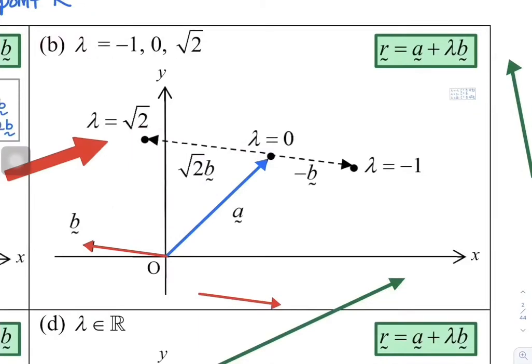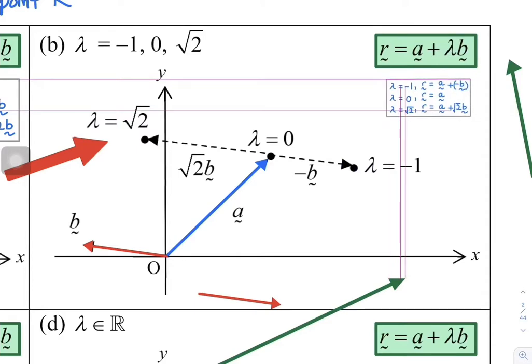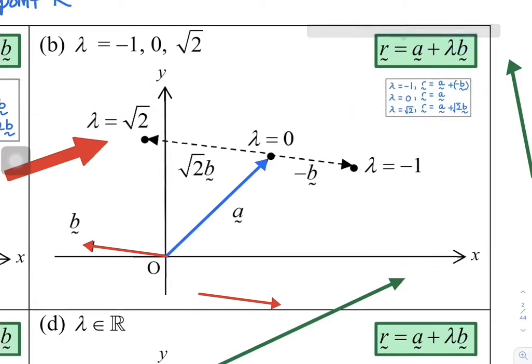So let's take a look at part B. In part B, the values of lambda given are -1, 0 and square root of 2. So with those values of lambda, we actually have the position vector of the point R given as R equals A plus negative B, R equals A, R equals A plus square root 2 B. Let's take a look at the position vector of R when lambda is equal to -1.